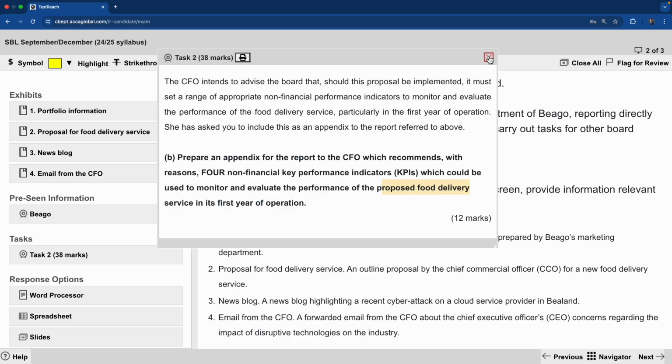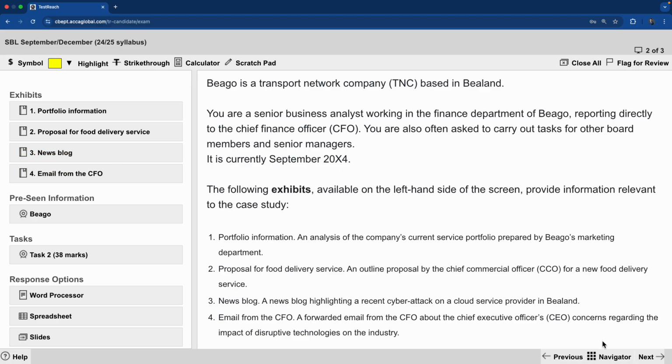And some of the keywords, this is for non-financial KPI. Okay, that was this part. Okay, look at the next question.